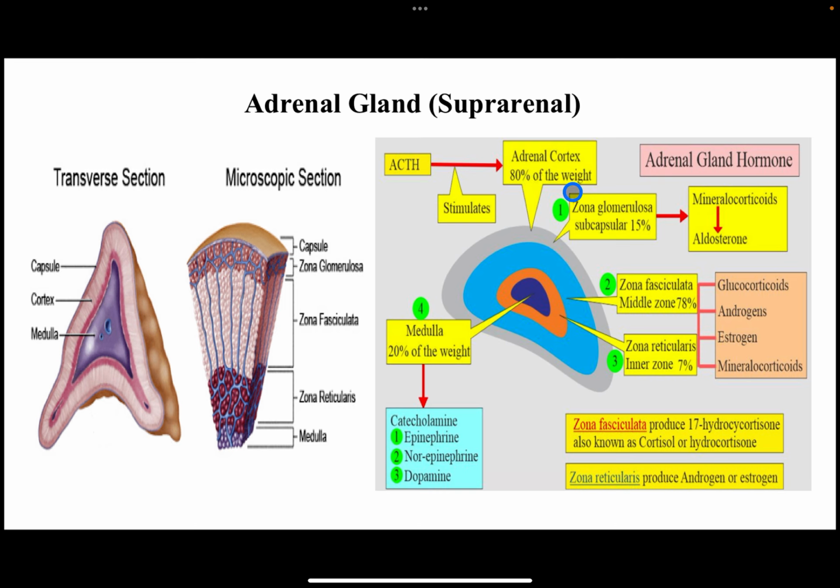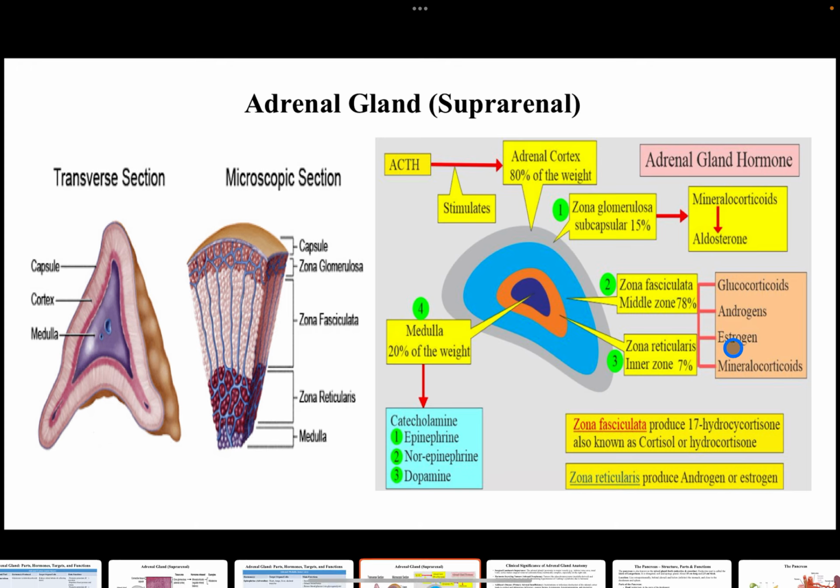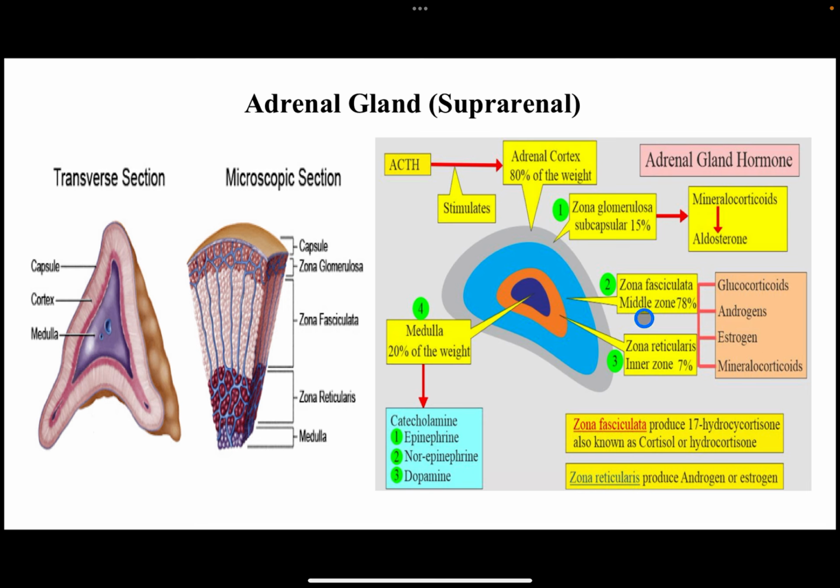Now, if you are looking at the adrenal cortex alone as 100% and distributing it to the zones, the fasciculata is the largest, about 78%. The glomerulosa is next, about 15%. And the zona reticularis is the last, about 7%. Is that okay? The zona reticularis secretes the sex hormones, such as dehydroepiandrosterone. The fasciculata secretes the glucocorticoids, and the zona glomerulosa secretes the mineralocorticoids, or aldosterone. Is that okay?